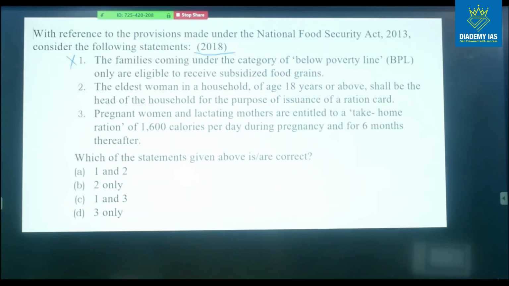Second, eldest women of 18 years and above, yes, they are eligible. And pregnant women, the calories will be 600 calorie per day. So this statement is wrong. Answer is option B.